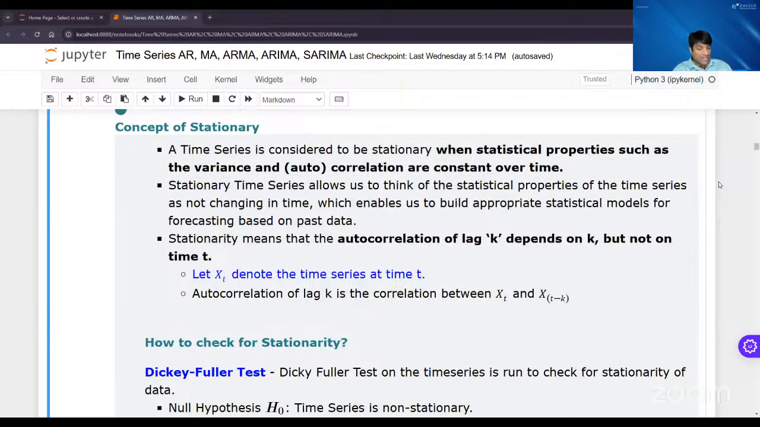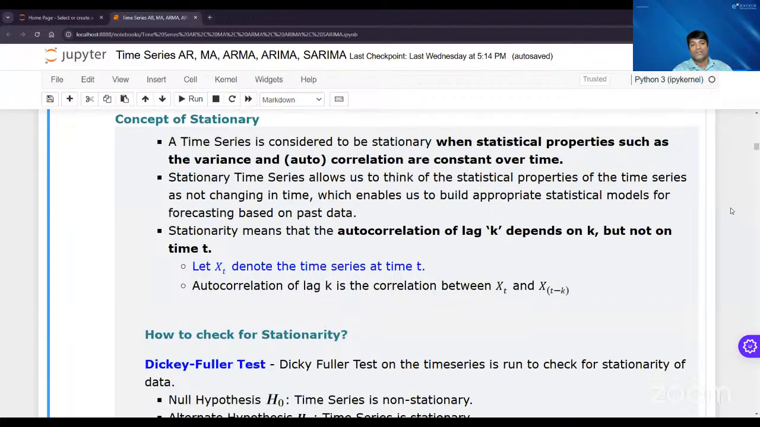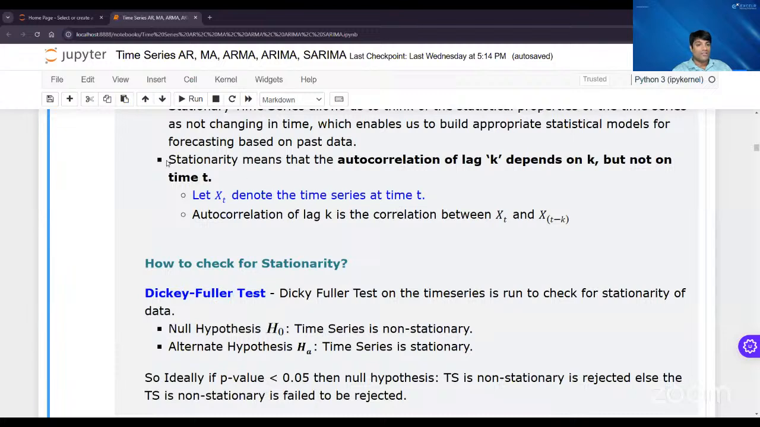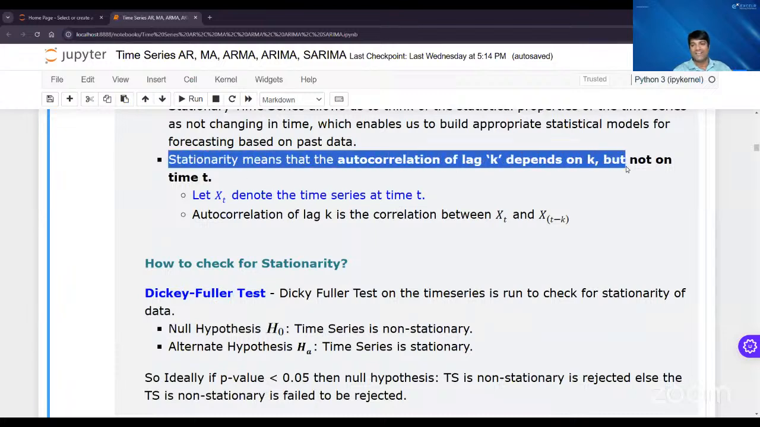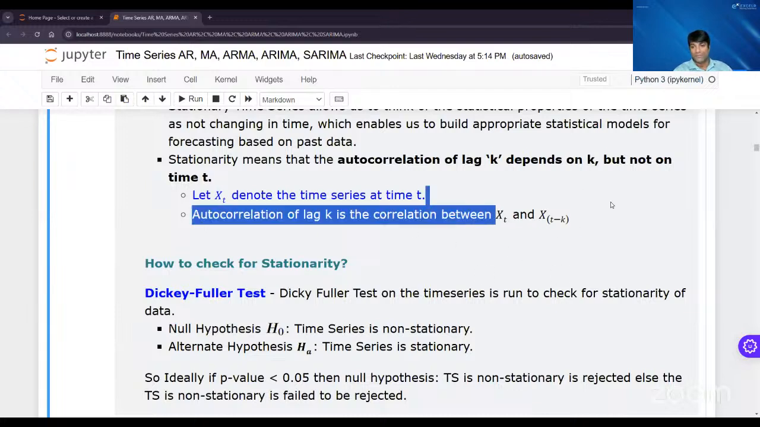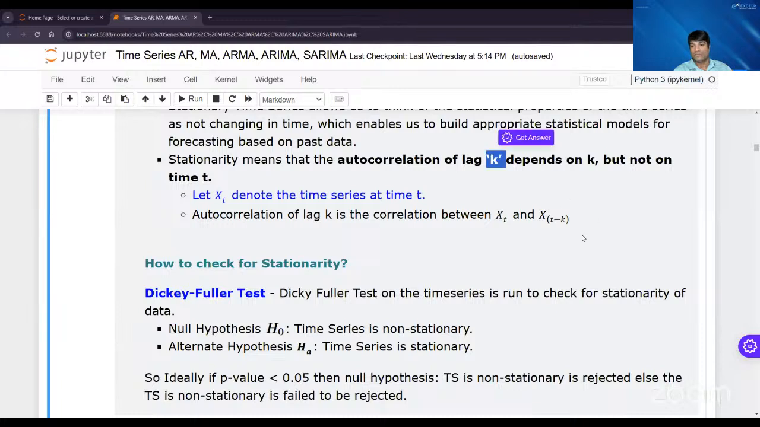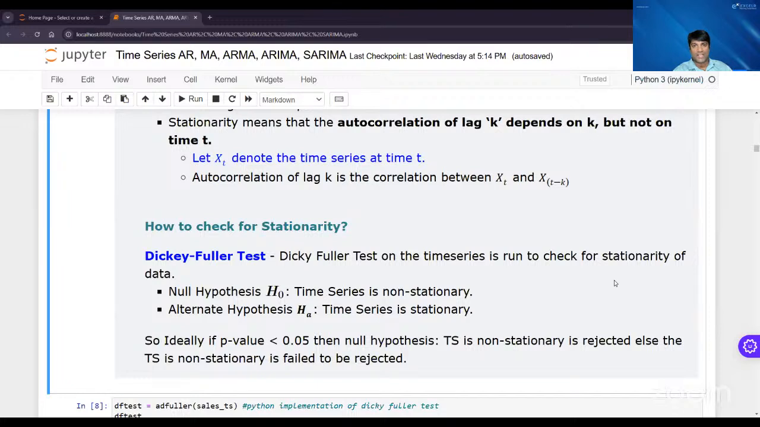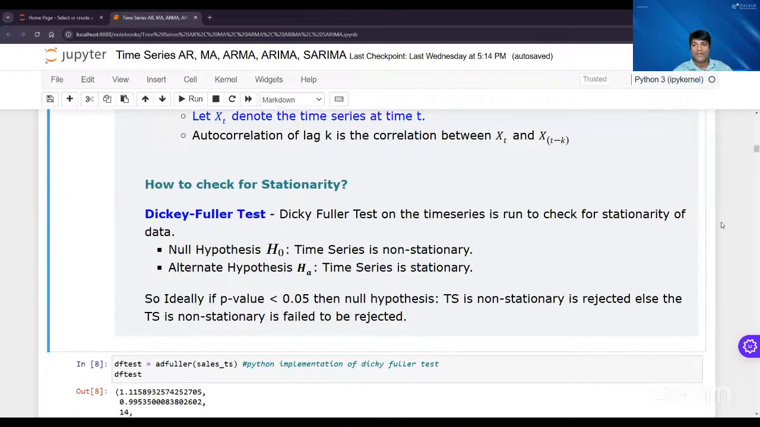Now, I'll come to this lag part a little later. Keep that in memory. Here I've also mentioned that stationary means the autocorrelation depends on the lag value, but not the time. So this much you remember. Here K is the lag value and T is the time. For the time being, remember this much. Again, I'll explain, because if I explain everything at once, it can be a little confusing.